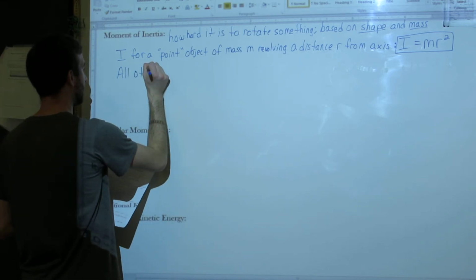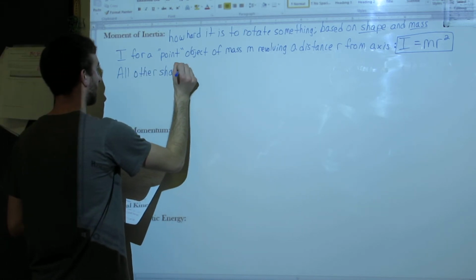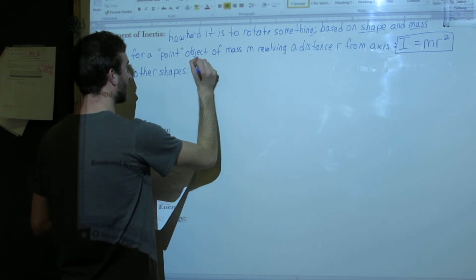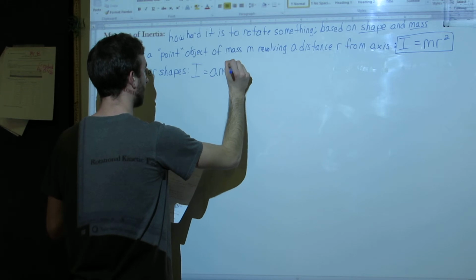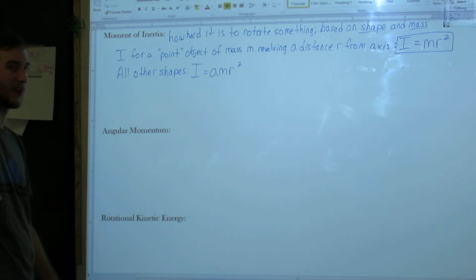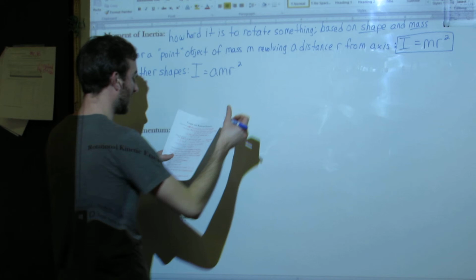For all other shapes, the formula looks like this. I equals a times m times r squared. And a is not acceleration. Okay? a is a coefficient.